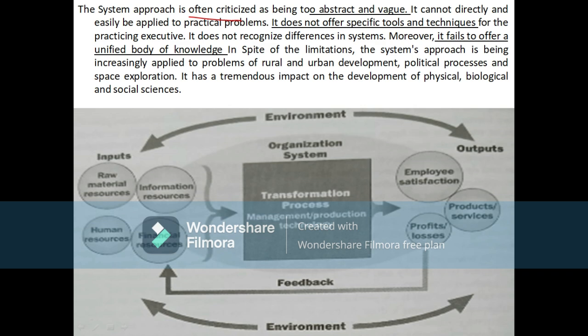Then, if you see this diagram, see how it affects. Here we see inputs and outputs, and the organization system is the transforming process, the management process. Finally, what we will get is employee satisfaction, products and services, profits and losses. By transforming inputs into outputs, efficiency, employee satisfaction, products and services, profits or losses can be seen. But the external environment also affects the inputs and outputs.